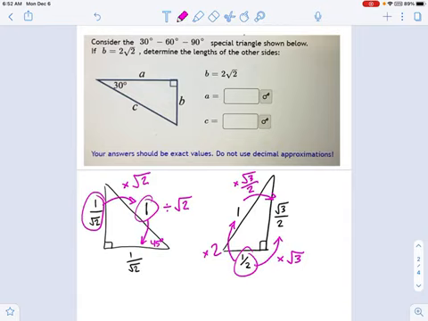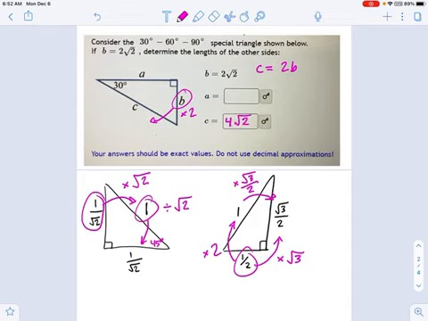So what am I doing in this example? I've got B, which is the short leg, and I want to figure out what C and A are. So remember, C is just going to be 2 times B, right? We're going to multiply this by 2 to get the hypotenuse. So instead of 2 square root 2, I have 4 square root 2, okay?